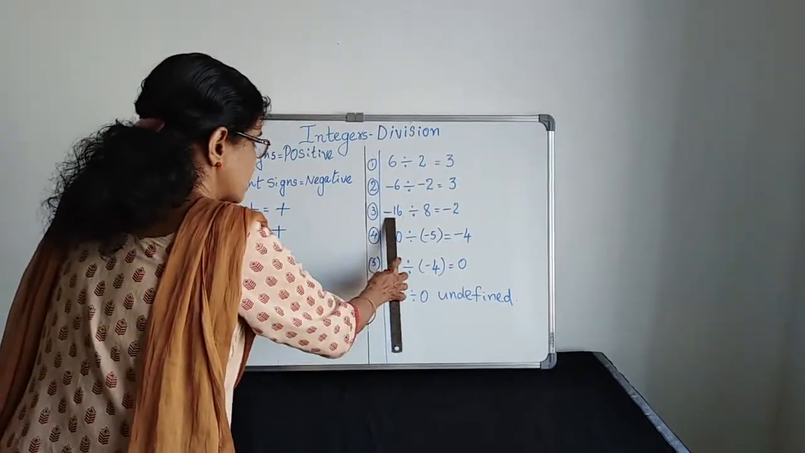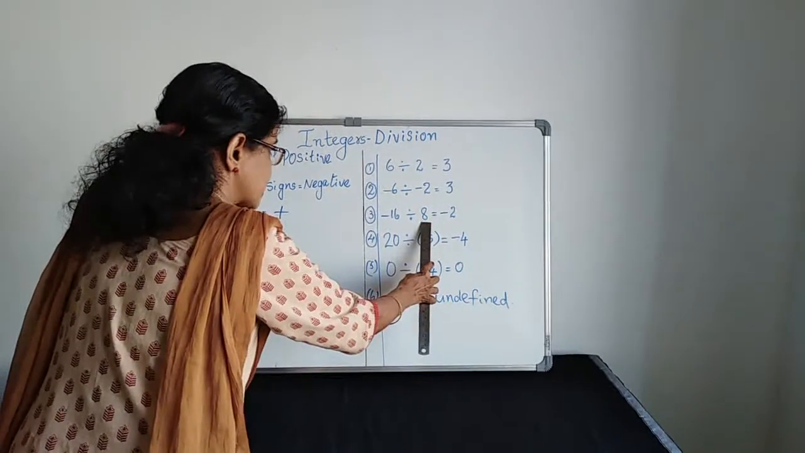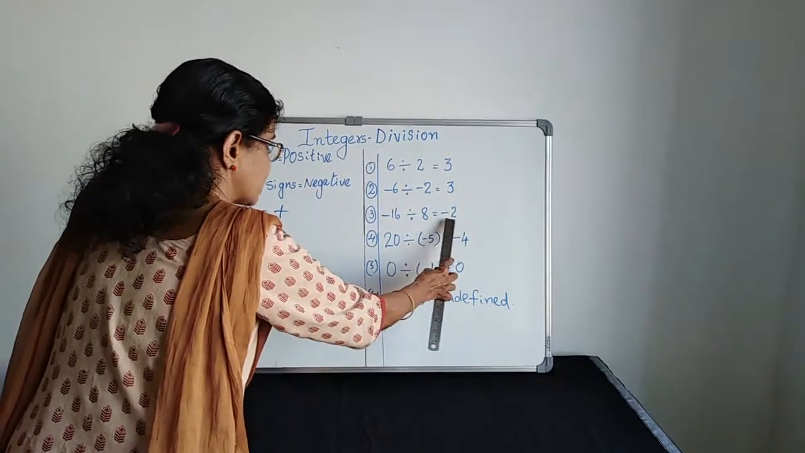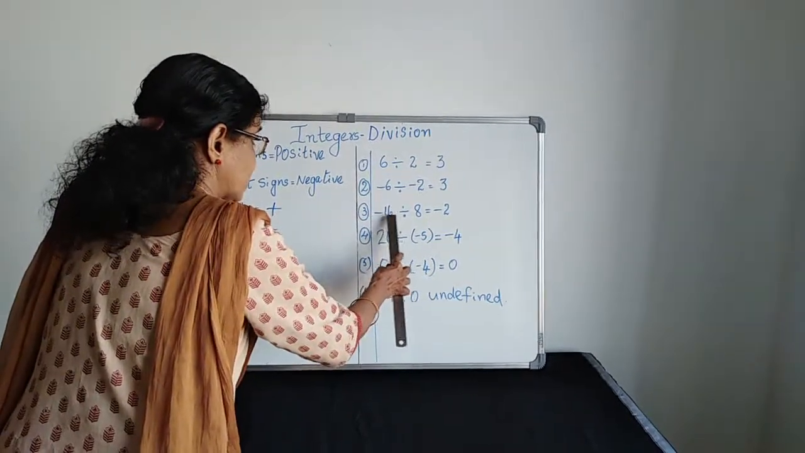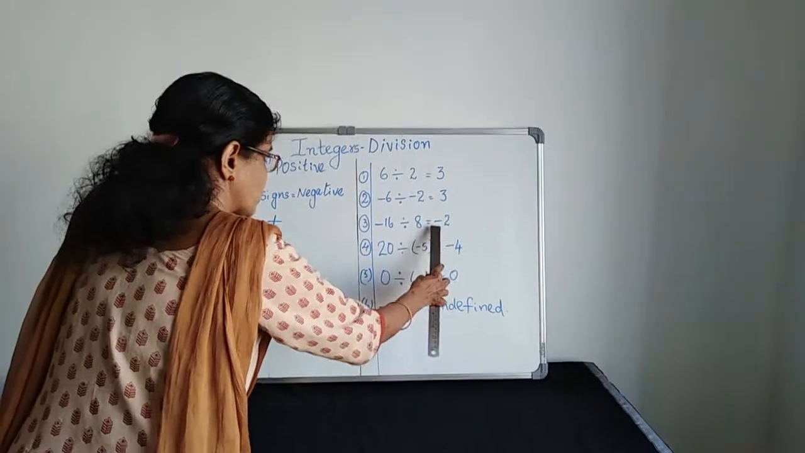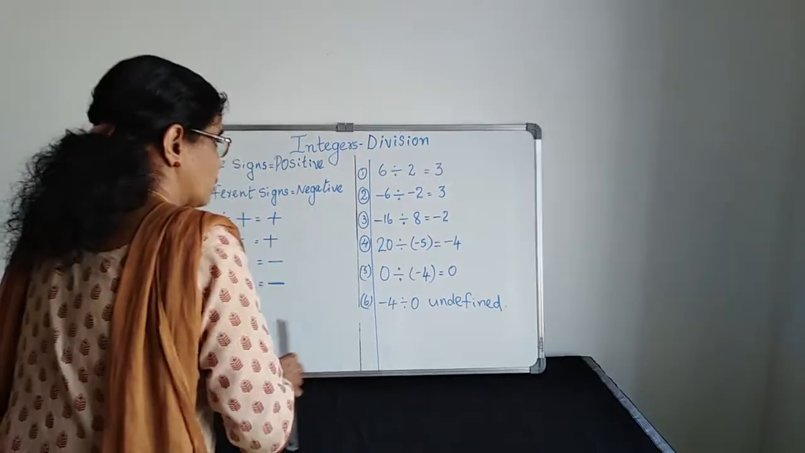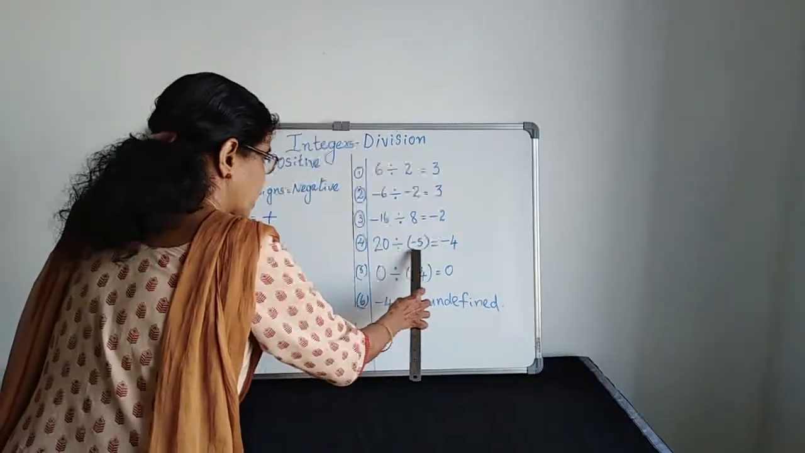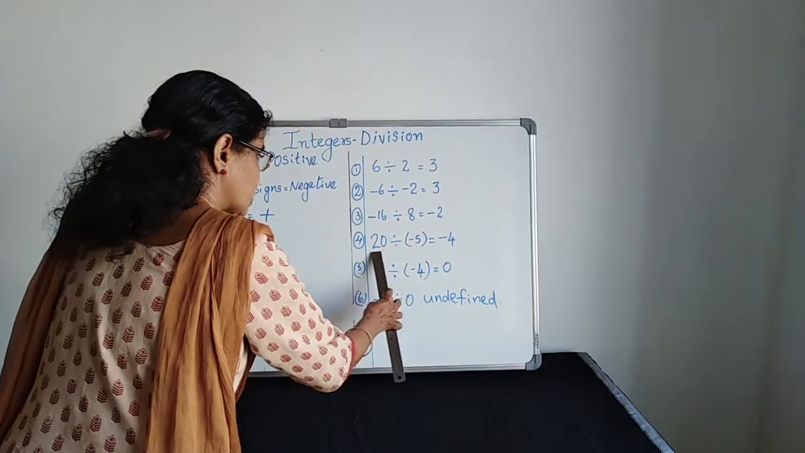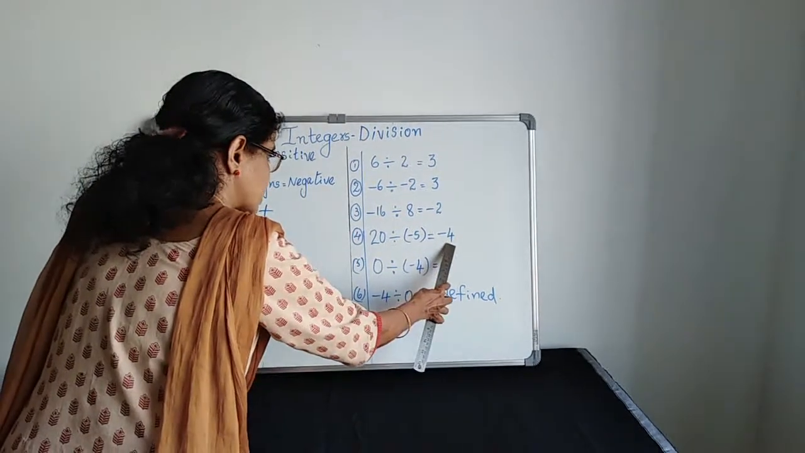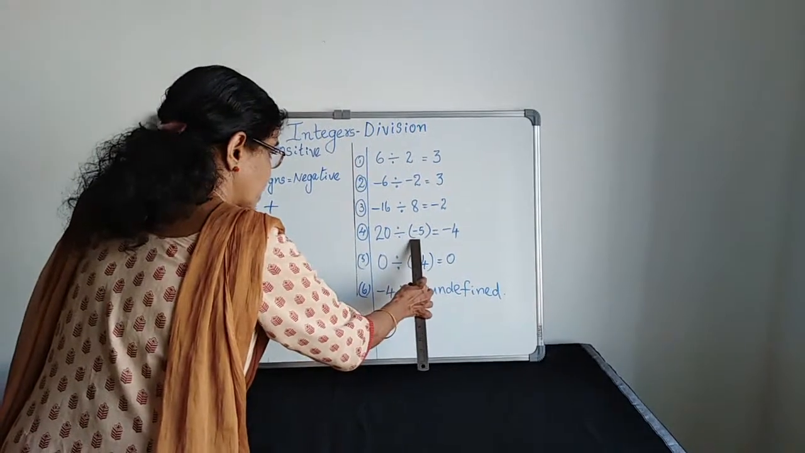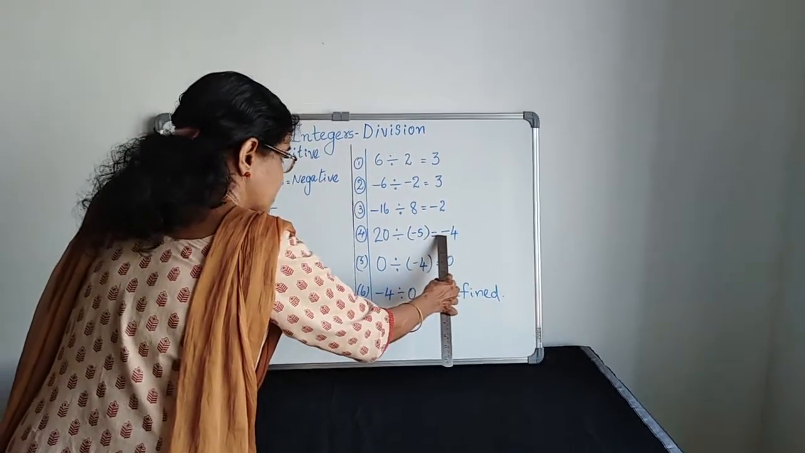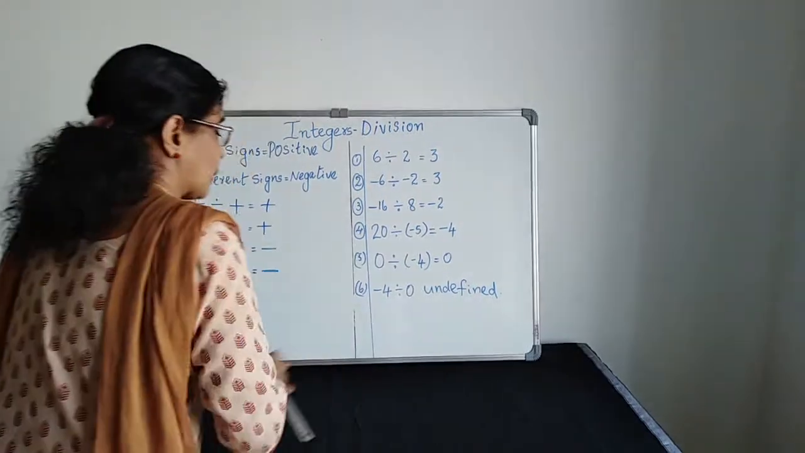Negative 16 divided by 8. 16 divided by 8. The answer is 2. Now we are going to decide the sign. Negative divided by positive. So negative 2. Now 20 divided by negative 5. First you divide 20 divided by 5. Answer is 4. Now decide the sign. Positive divided by negative. The result is minus 4.